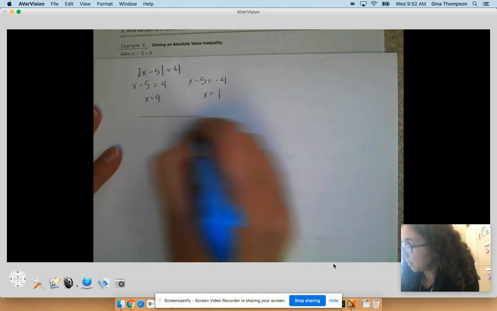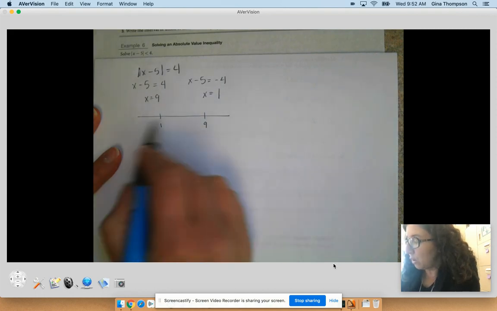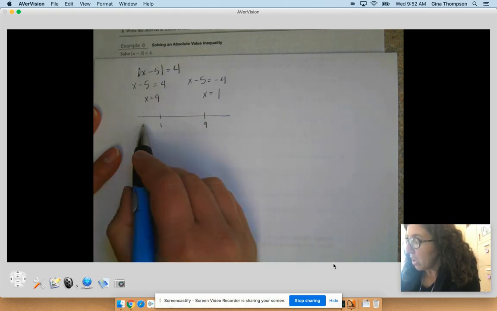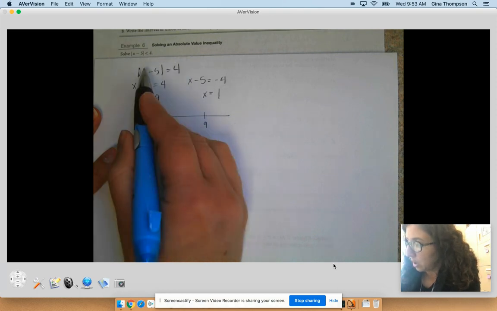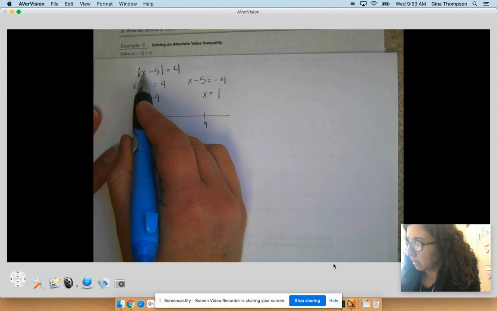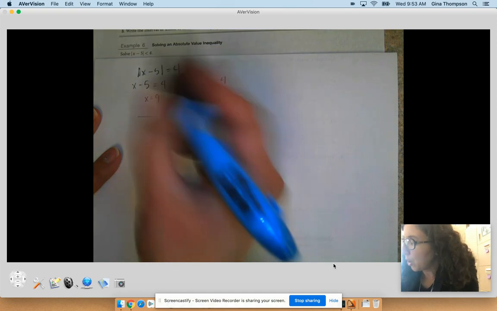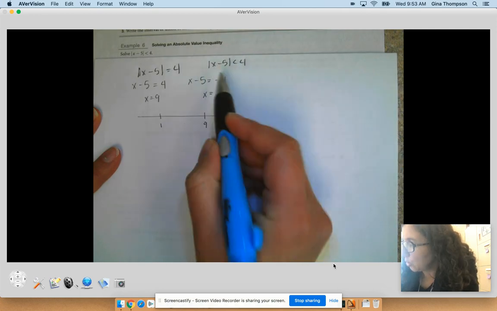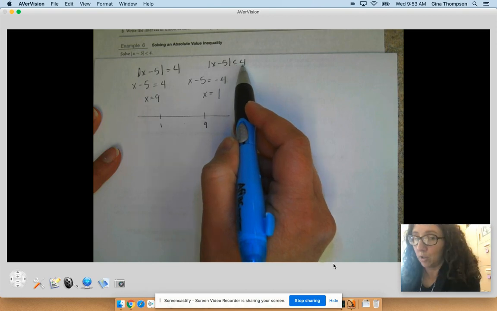Okay, so to me, this helps a lot, is to put these on a number line, 1 and 9. And these have broken the number line into 3 intervals. And now we choose a value in each of these intervals. So let's say 0, choose an easy one. So if x is 0, is this true? Oh, sorry, we go back to our original inequality. The absolute value of x minus 5 is less than 4. Okay, and we see if that's true. So 0 minus 5 is negative 5. The absolute value is 5. Is that less than 4? No.